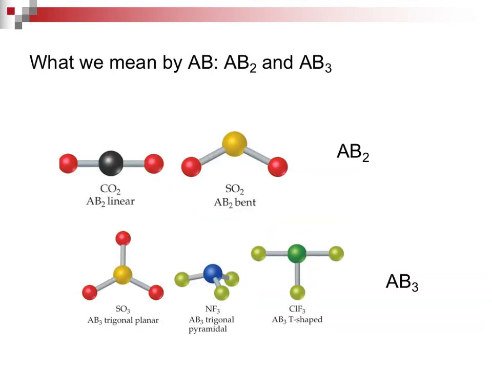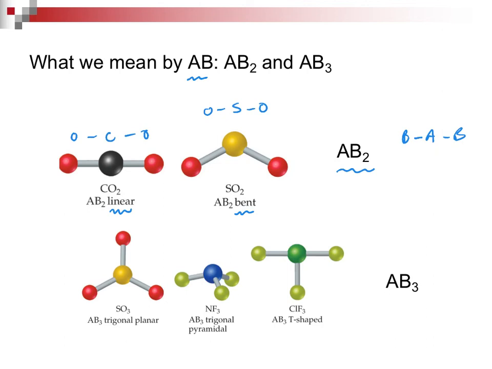So what's going to happen in this chapter? Well, I want to make sure you know what we mean by AB. If I say AB2, you picture a B with an A with a B. Here we have carbon with oxygen and oxygen. Here we have sulfur with oxygen and oxygen. But look how one says linear and look how one says bent. That's what this chapter is going to teach you.